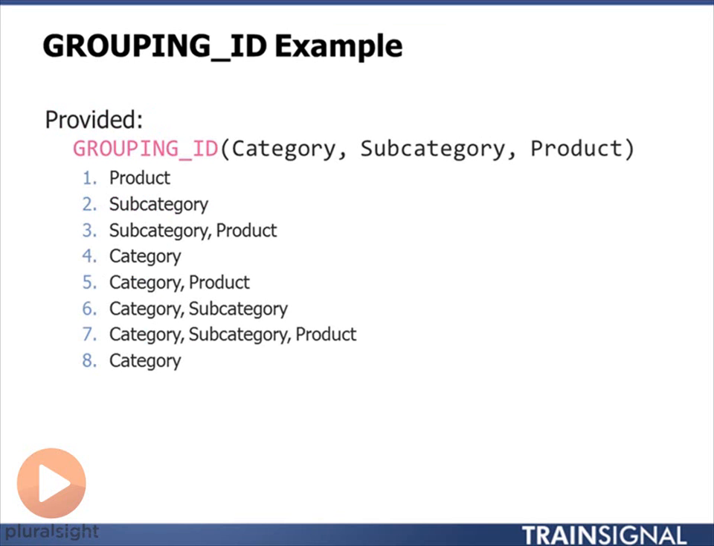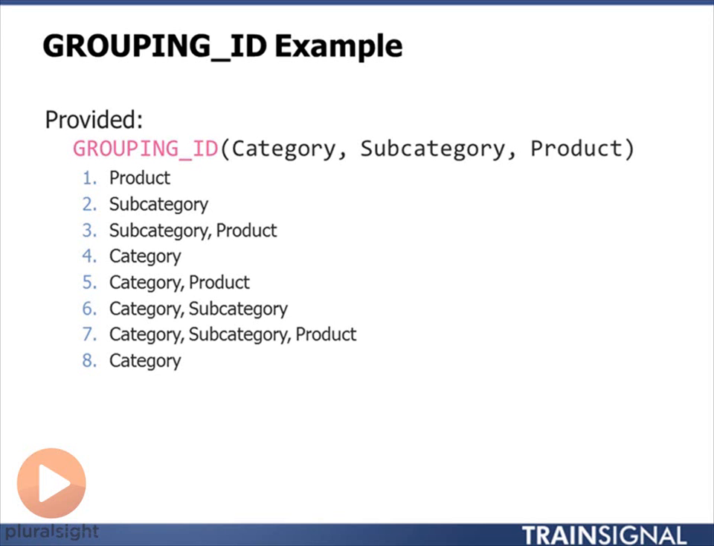So for example, if we specified a grouping ID of category, subcategory, and product, if we saw a value of 1, that would be for the first placeholder in our bitmap, so that would be a product. If we saw a value of 2, that would be the second placeholder, so that would be subcategory. If we saw a 3, then that's going to be the combination of 1 and 2, so that would be subcategory and product, and so forth and so on.